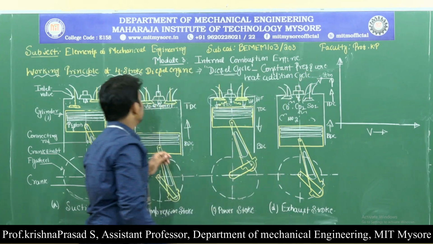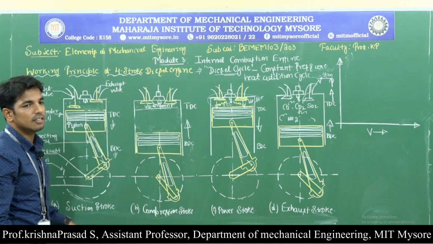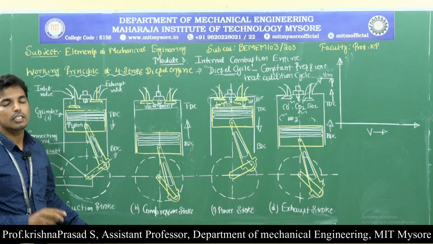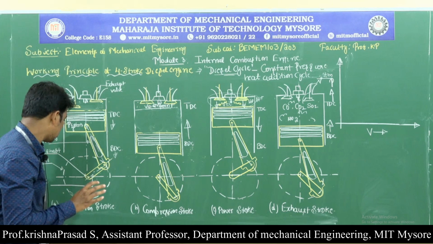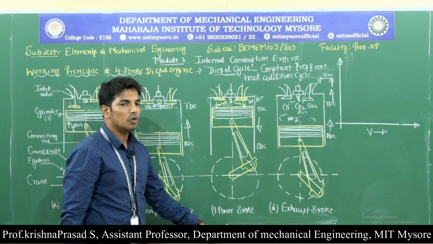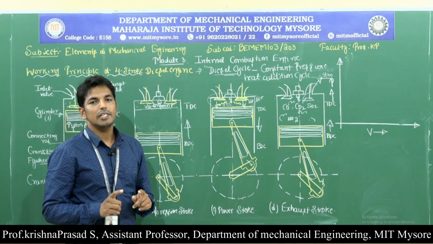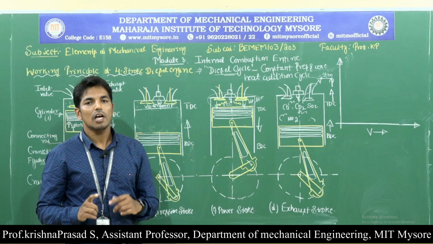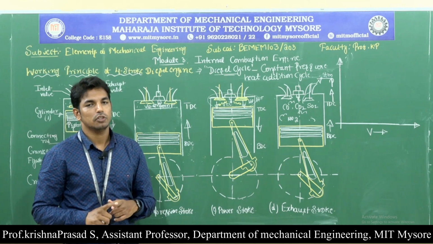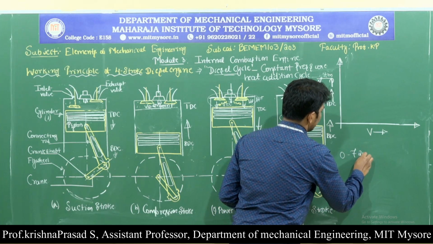And again, why is it called 4-stroke? Here the working cycle of the diesel engine is completed in 4 different strokes, that is called suction stroke, compression stroke, power stroke and exhaust stroke. Also, to complete one working cycle, the crankshaft has to rotate 2 revolutions, that means 0 to 720 degrees.